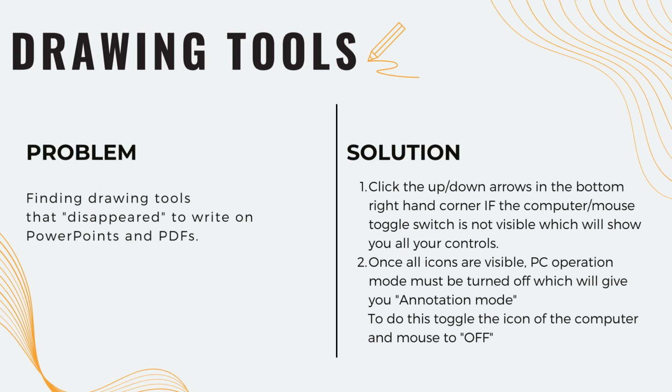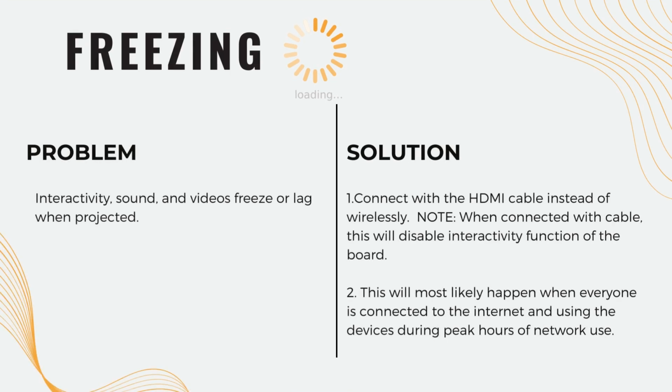So one of the cool things with the smart projector is that you can write on PDFs and you can pretty much annotate anything that is on your screen. However, to do this, you do need to make sure that that little toggle with the computer and mouse is showing. If that is not showing, you can click those arrows, one pointing up and one pointing down, to make sure that you're turning the PC operation mode off, which will turn the annotation mode on. You cannot draw with the pen or your finger on a PDF unless the annotation mode is turned on.